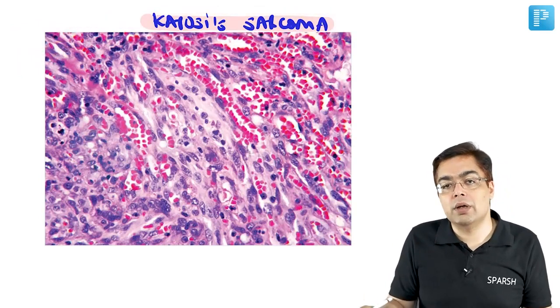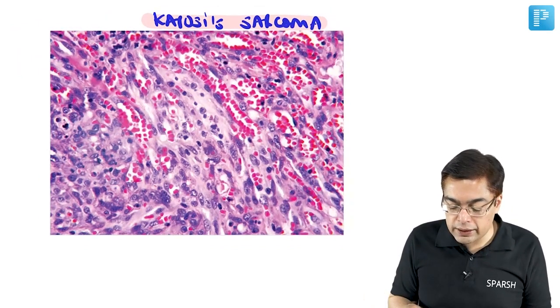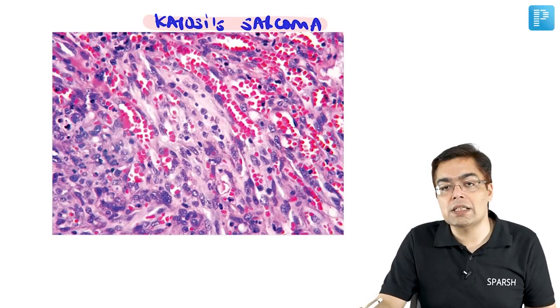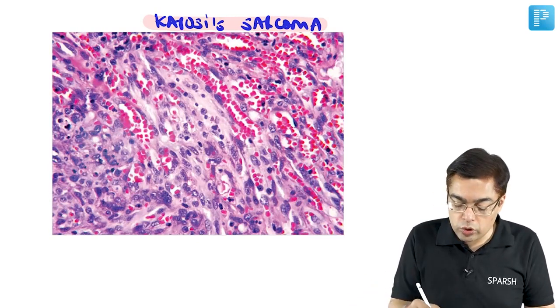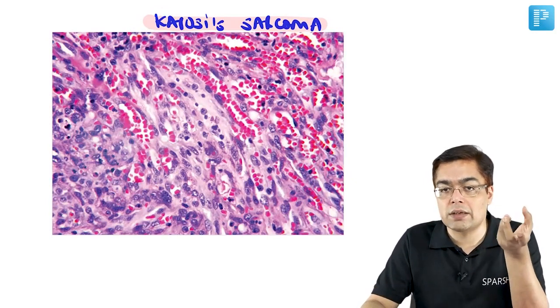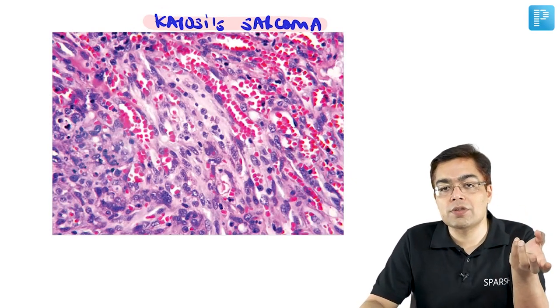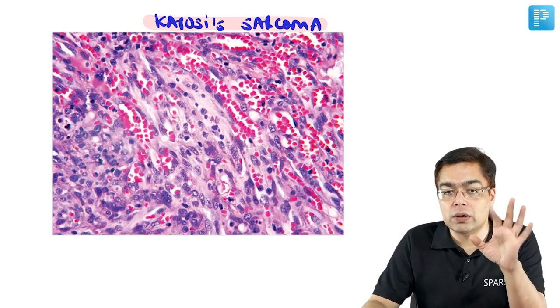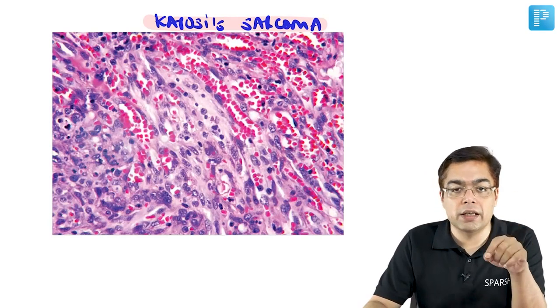In fact, it is one of the important examples of tumors coming into the category of AIDS defining malignancy. So you have Kaposi's sarcoma, you have cervical cancer, and you have CNS lymphoma. All these three are examples of the AIDS defining neoplasms.